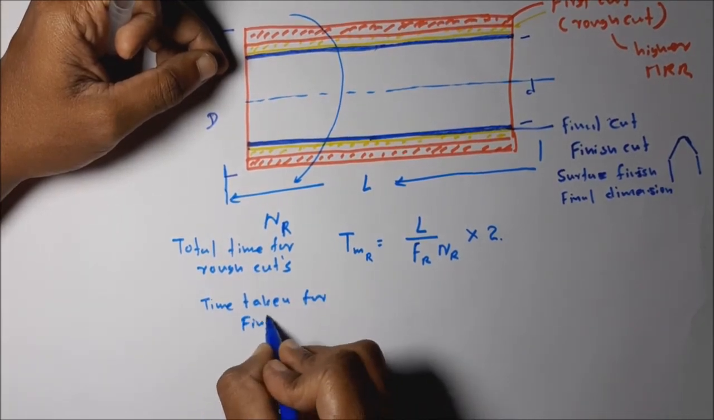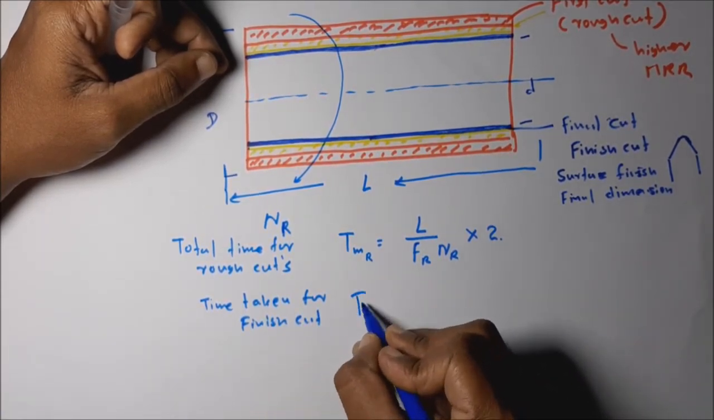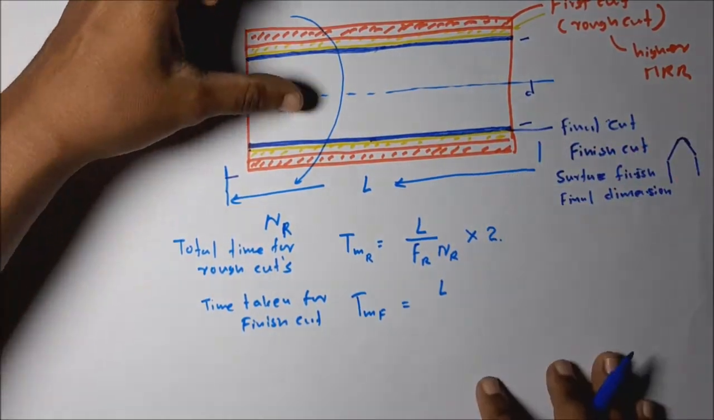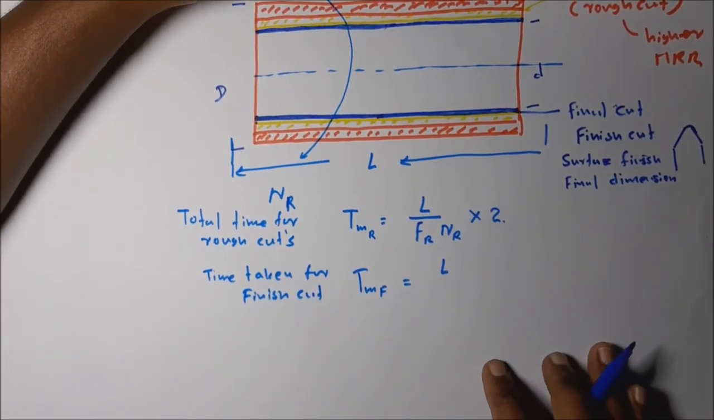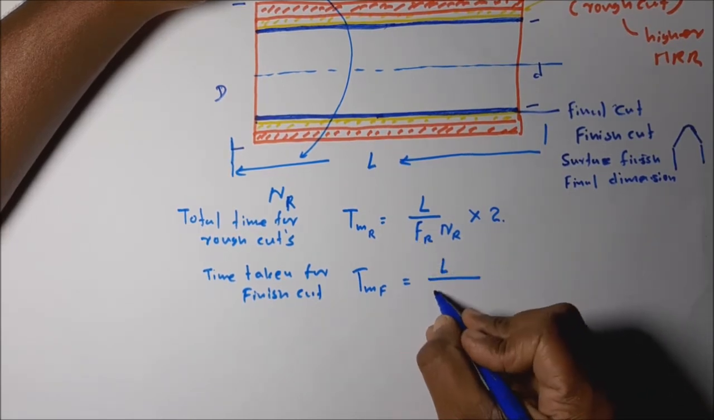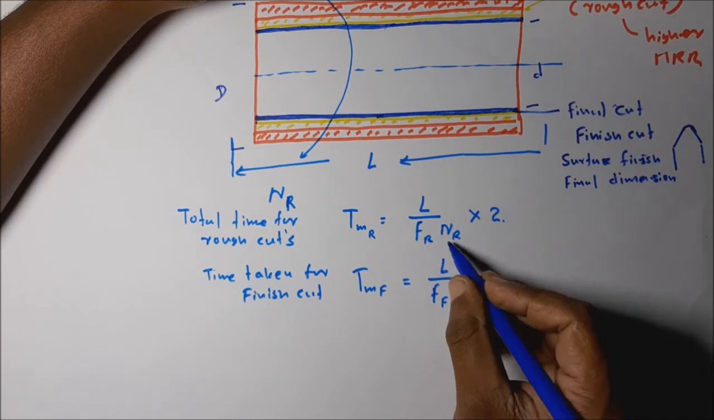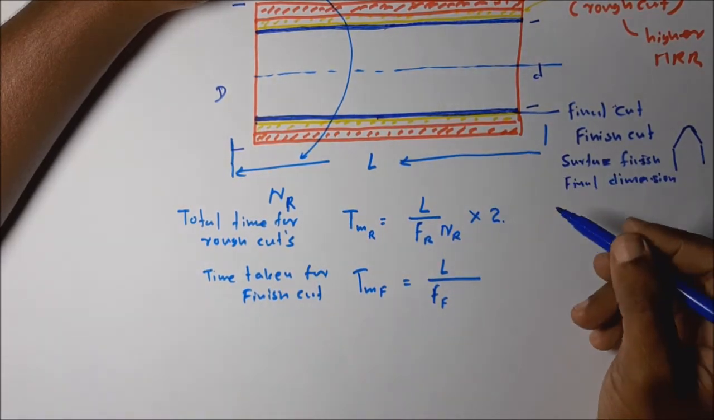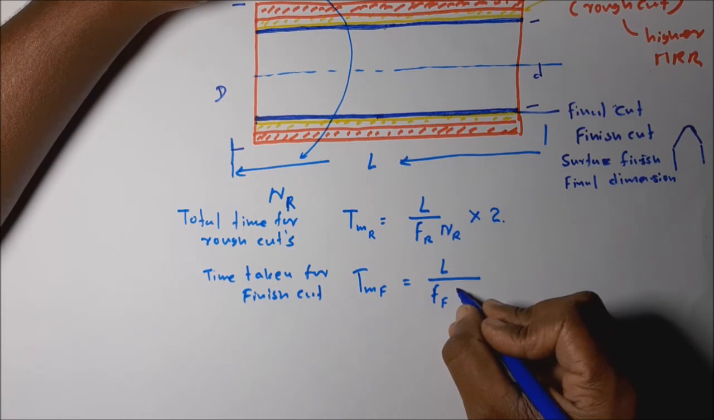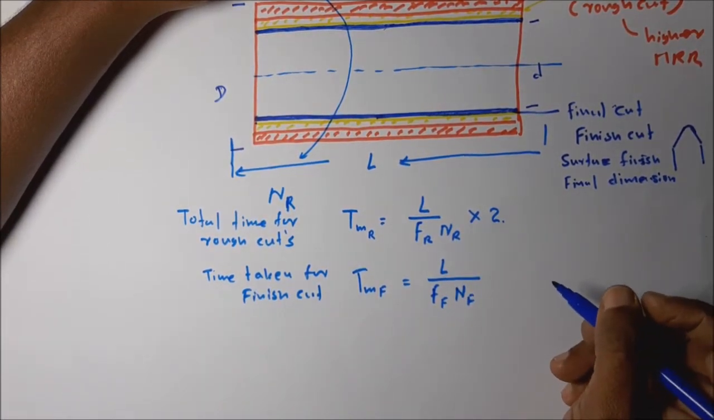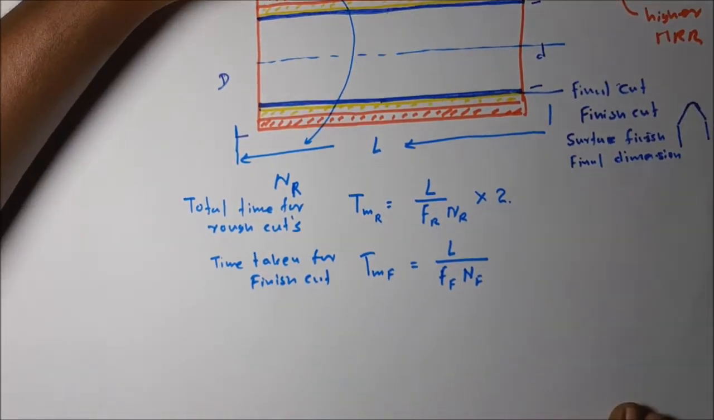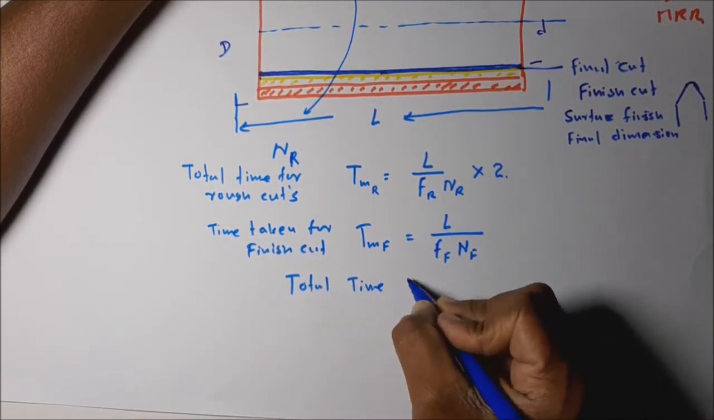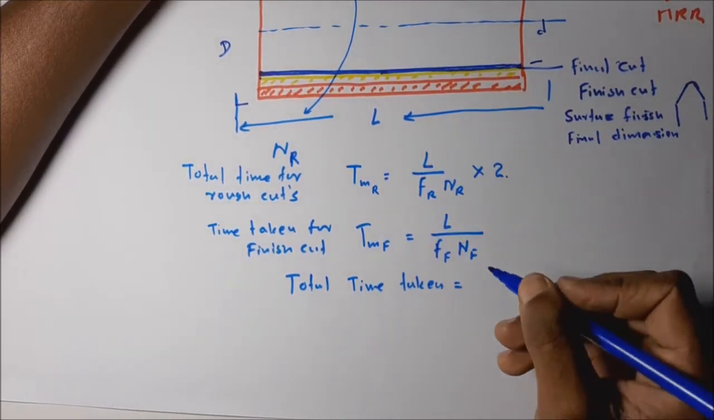Then the total time taken for the finish cut, let's take TMF, for the same length. In this situation, a different feed rate FF and a different N value are used, that means normally higher speeds are used for this operation. NF. This is the time taken for the finish cut. Then the total time taken for the entire turning operation.